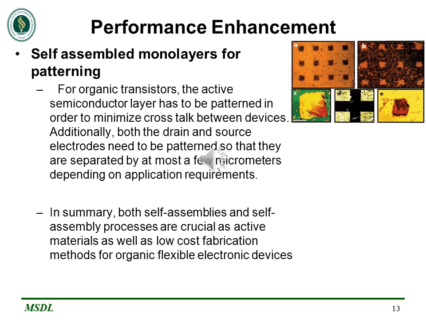Now we take the case of self-assembled monolayers for patterning. Basically, for organic transistors, the active semiconductor layer has to be patterned in order to minimize the crosstalk between the devices. Additionally, both the drain and source electrodes need to be patterned so that they are separated by at most a few micrometers, not more than that, depending on application requirements.